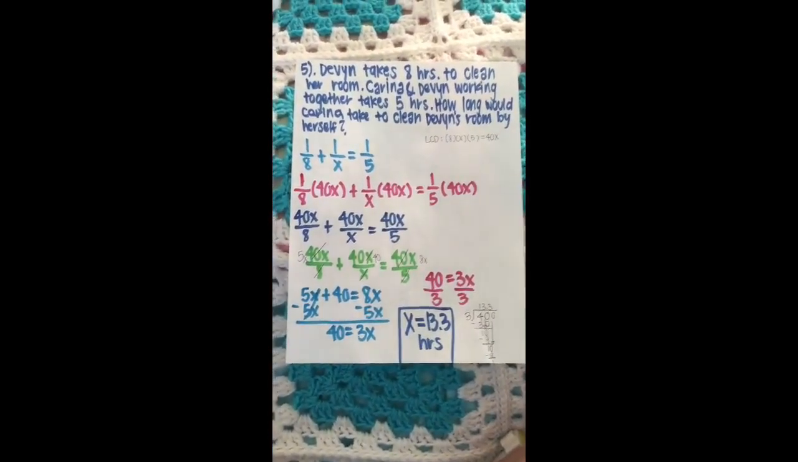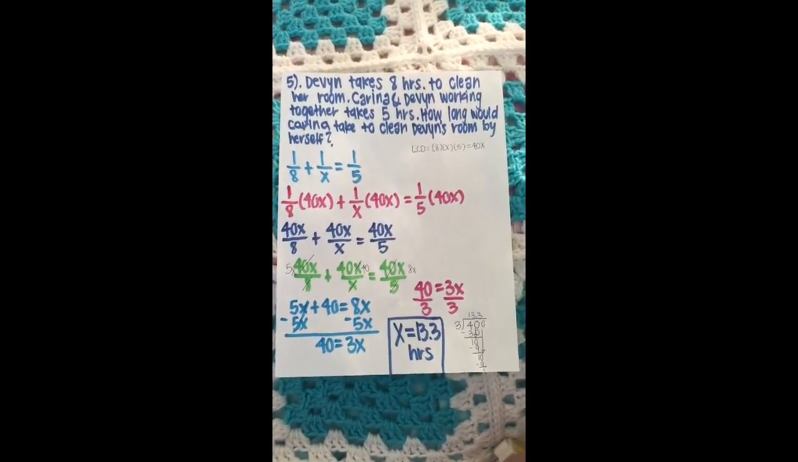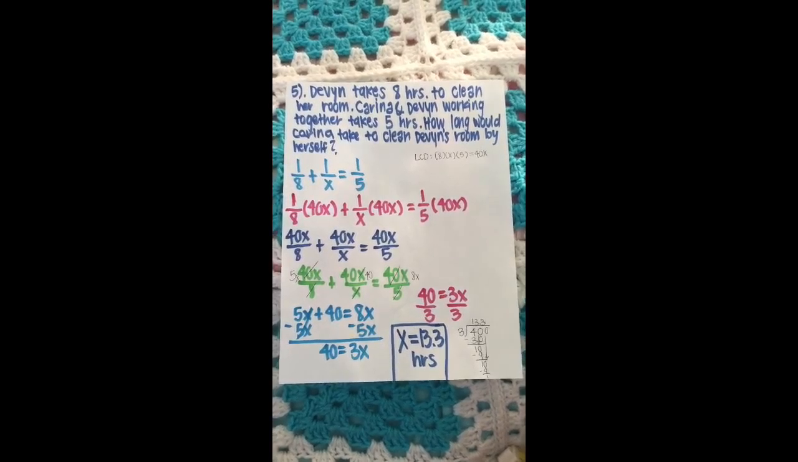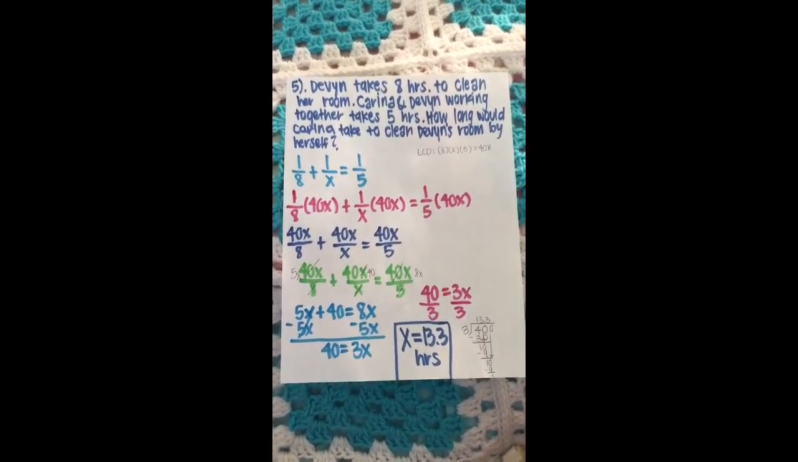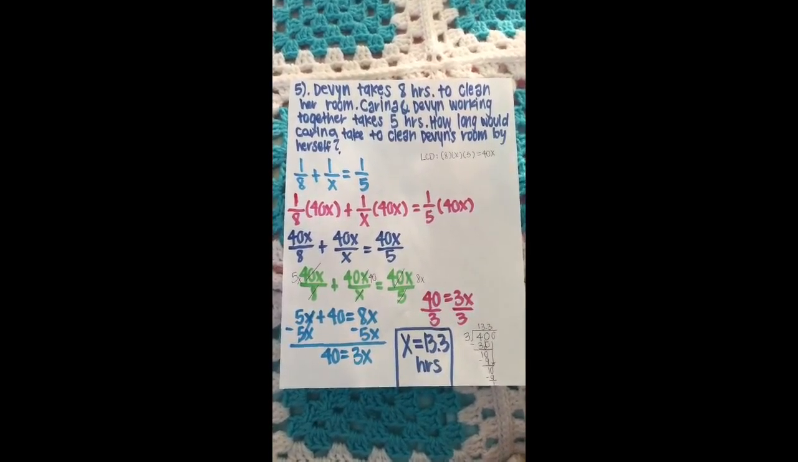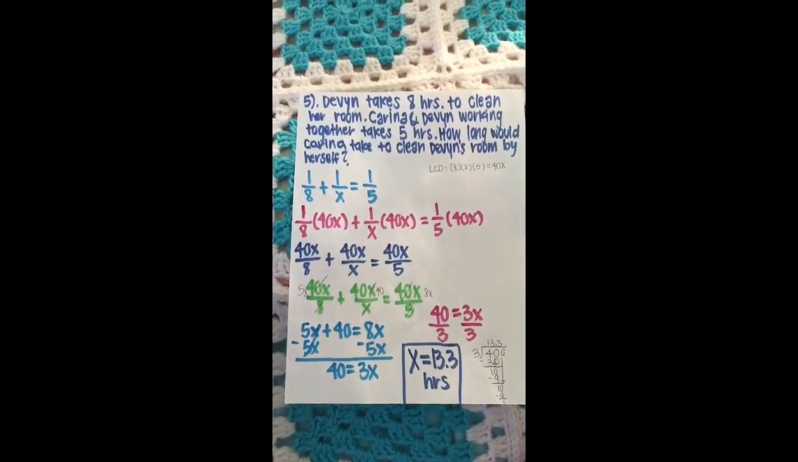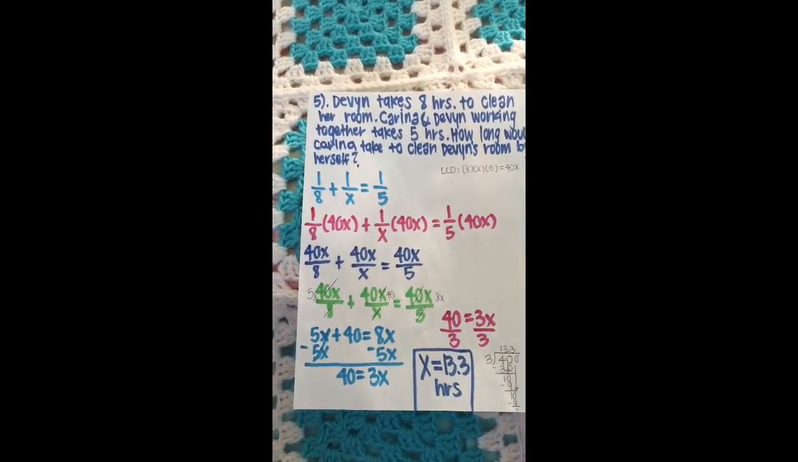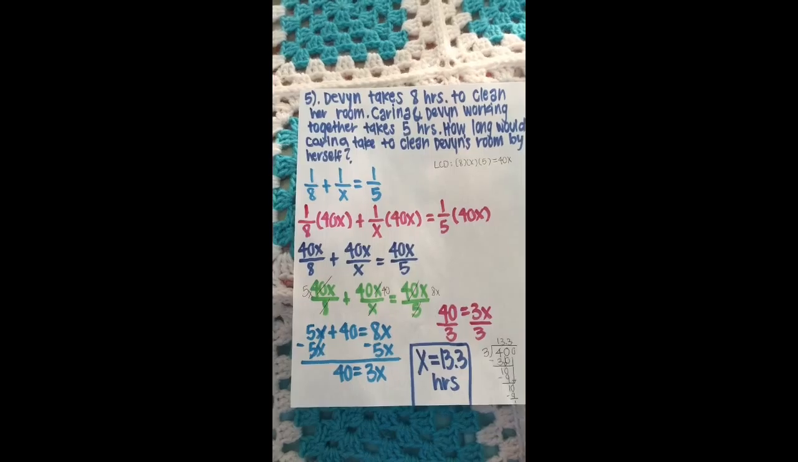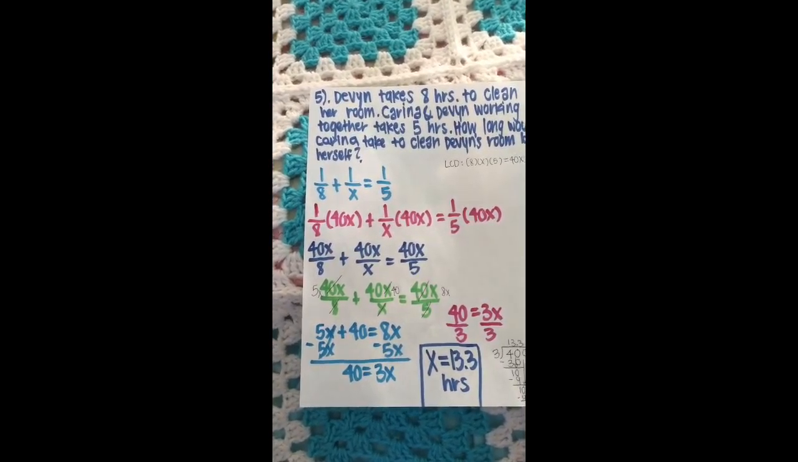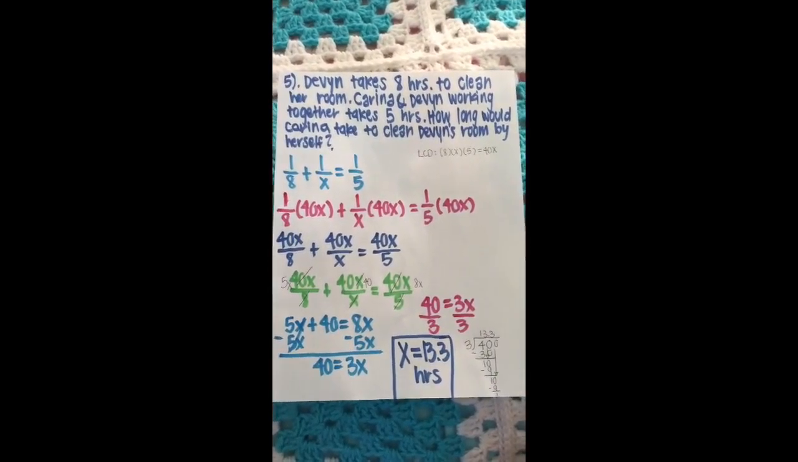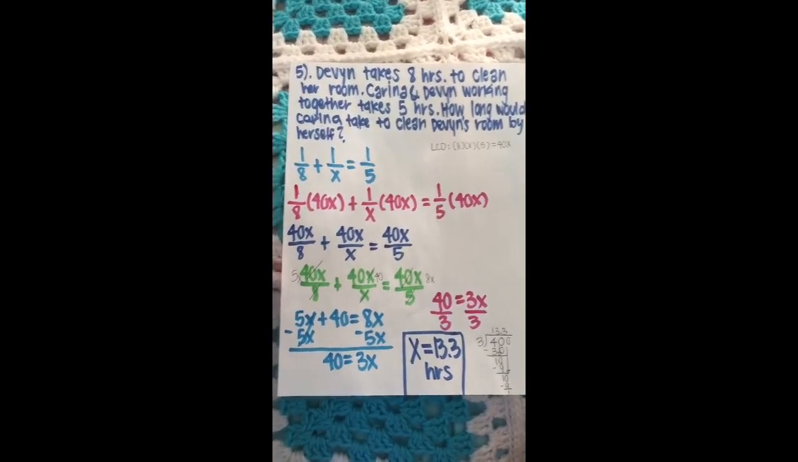Okay, Mr. Suhu, here's our next problem. For problem 5, we have Devin takes 8 hours to clean her room. Carina and Devin working together takes 5. How long will Carina take to clean Devin's room by herself? So we have 1 over 8 plus 1 over x equals 1 over 5. Our least common denominator is 40x because you get that by multiplying your denominators.